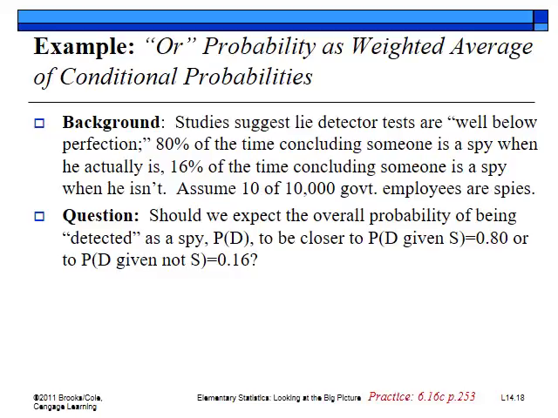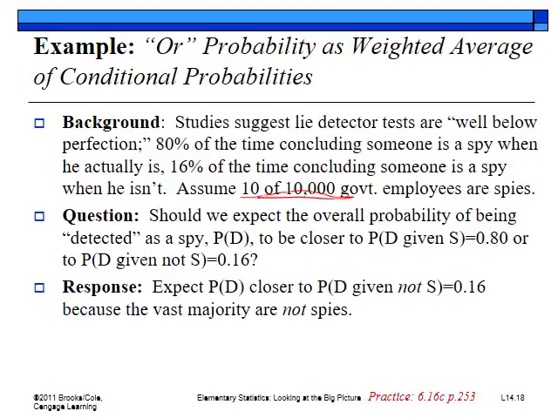The secret here is in the relative number of spies. Because so many of the employees are not spies, we would expect the true probability of detection to be close to the probability of detection given not a spy, because that event, not a spy, happens far more often. In fact, we can compute that the probability of detection in this case is 0.16064, very close to 0.16.